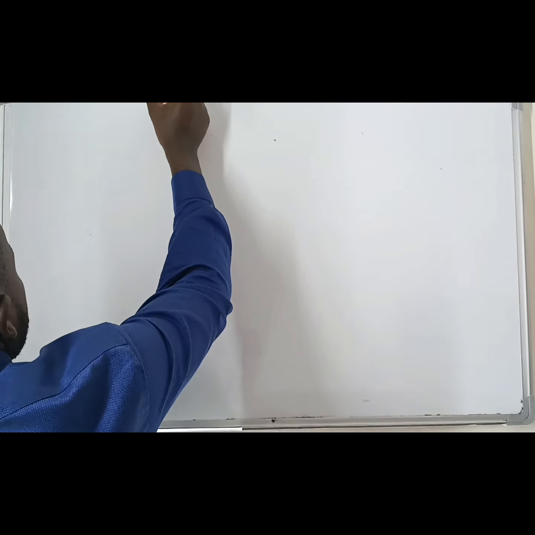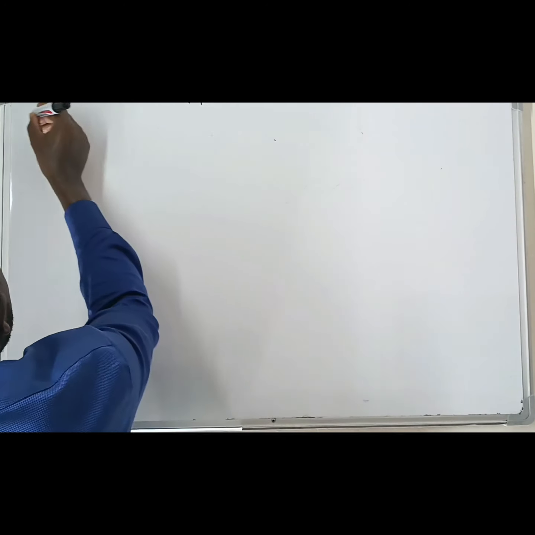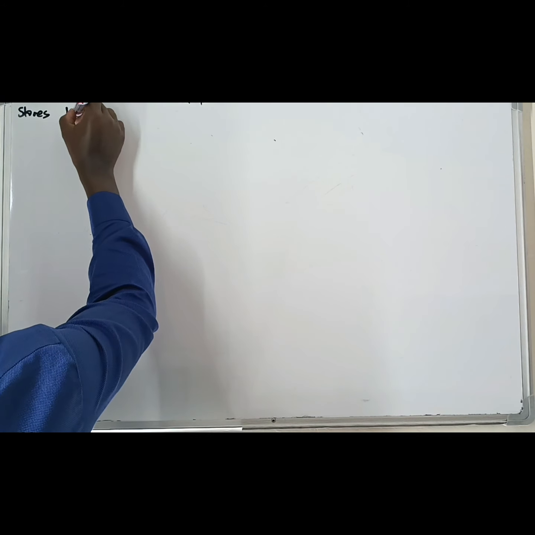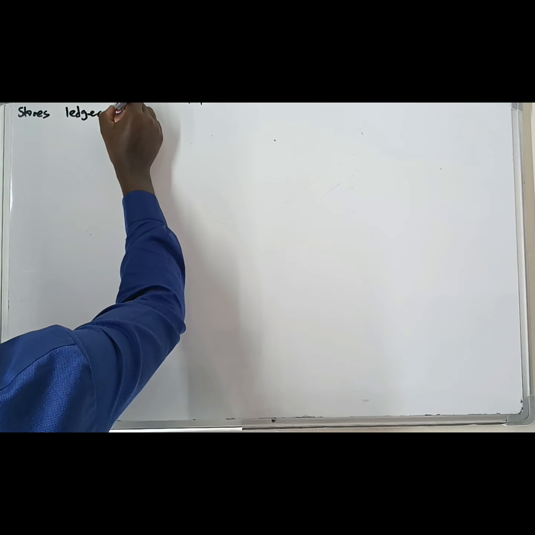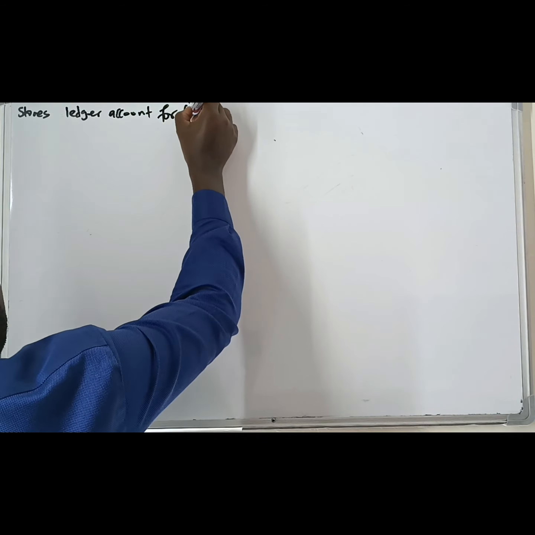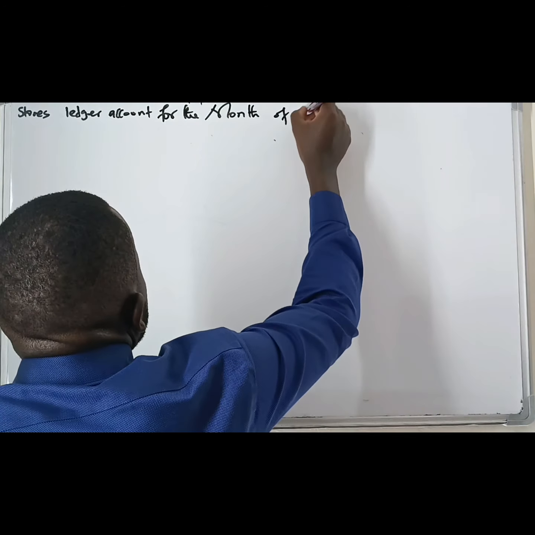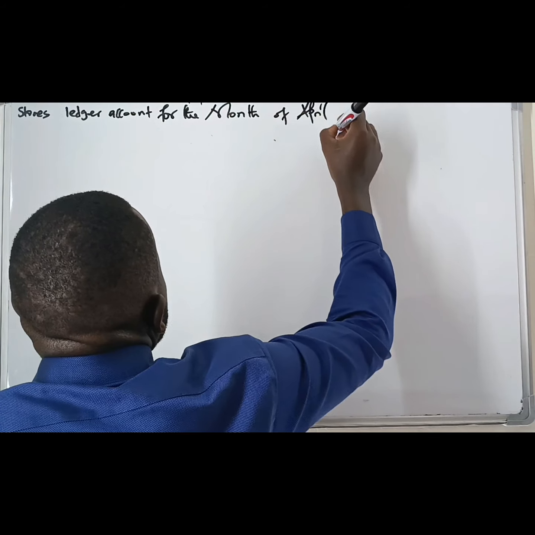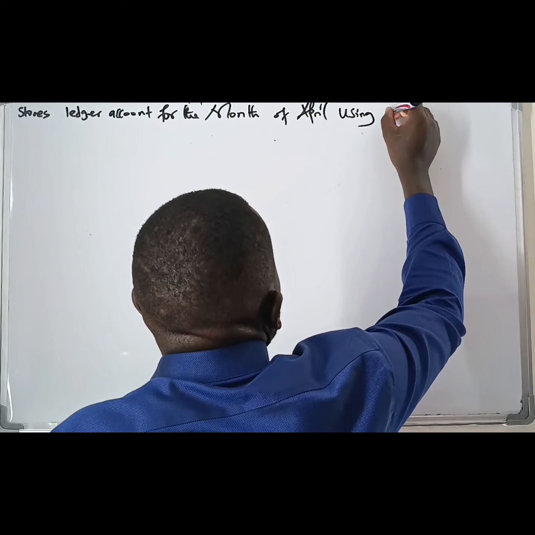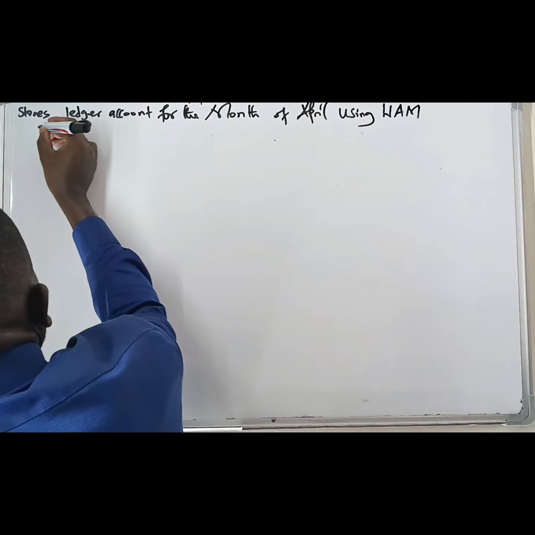So you can write there: Materials stores ledger account or ledger card for the month of April, using this abbreviation, weighted average method.